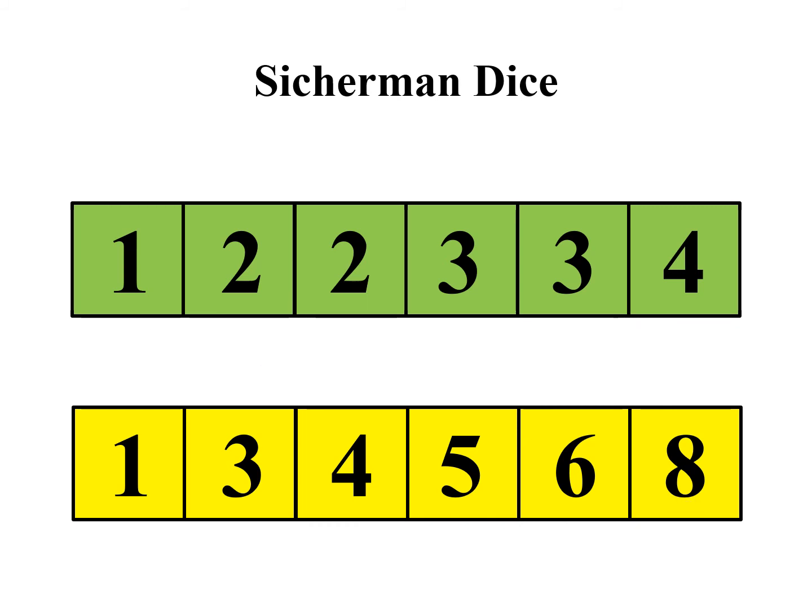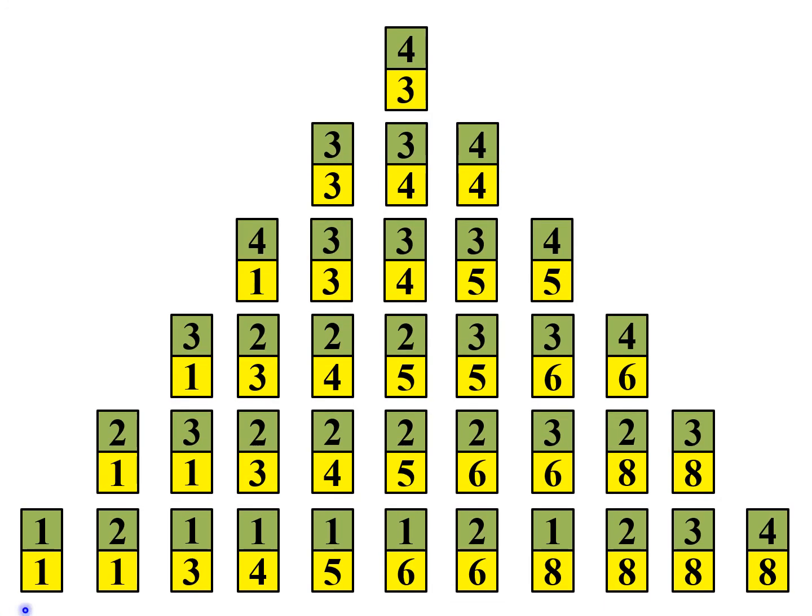So let's look at the distribution of the sums from a pair of Sicherman dice. And there they are. So that's the way you can get the sum of 2. And then the sum of 3, you can have a green 2 and a yellow 1, and then a green 2 and a yellow 1. And if you go back and look at the Sicherman dice, the green die had 2 2s on it. And so there it is. This gives you the same distribution.